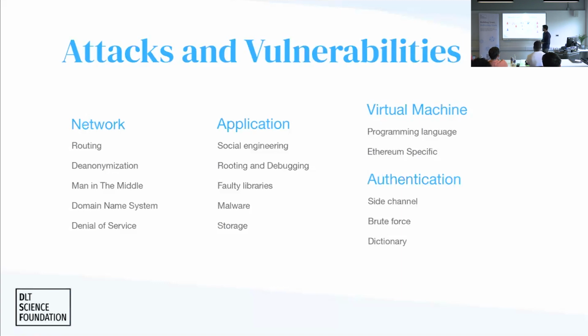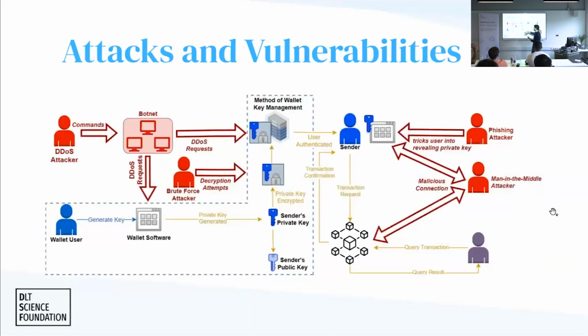So this is the diagram. We have got the DDoS attack, which uses the botnet to create the attack on the server as well as the wallet software. And then we got the brute force attacker trying to decrypt the private key which is stored. And we got the phishing attack, which is tricking the user into revealing the private keys. And then we got the man in the middle attack, where there's a malicious connection between the sender and the blockchain, just routing out the transaction.